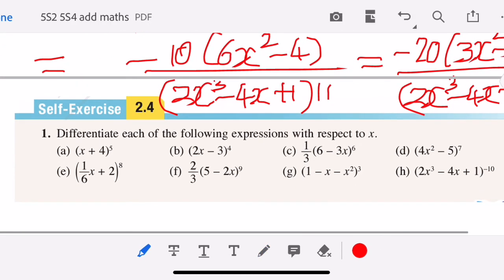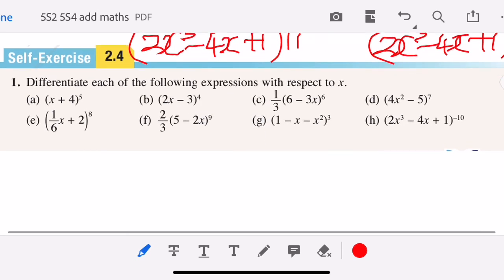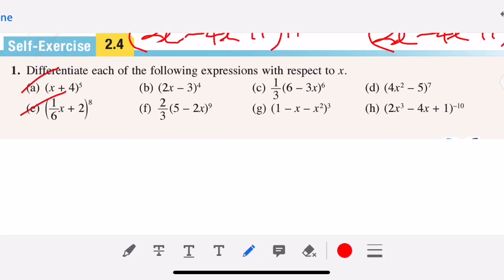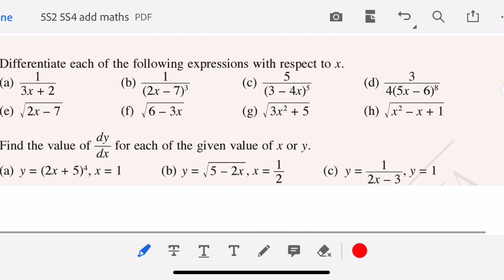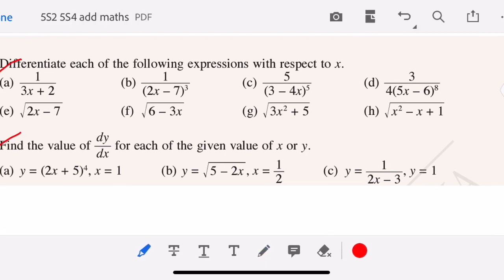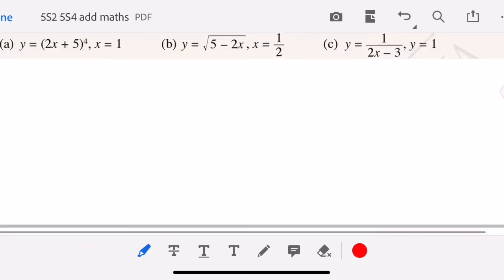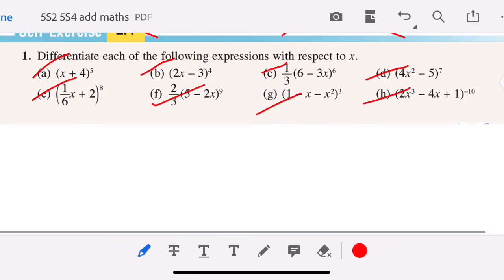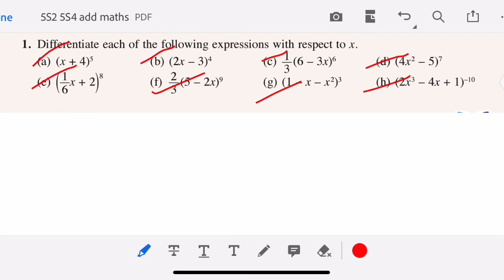I have discussed exercise 2.4. The rest of the questions you have to do on your own. That means you need to do all the questions for exercise 2.4, and I will discuss question 2 or 3 and other exercises if I am free. So I think that's all for today's sharing. Please do on your own. Any problem we can discuss. Bye bye and have a nice day.